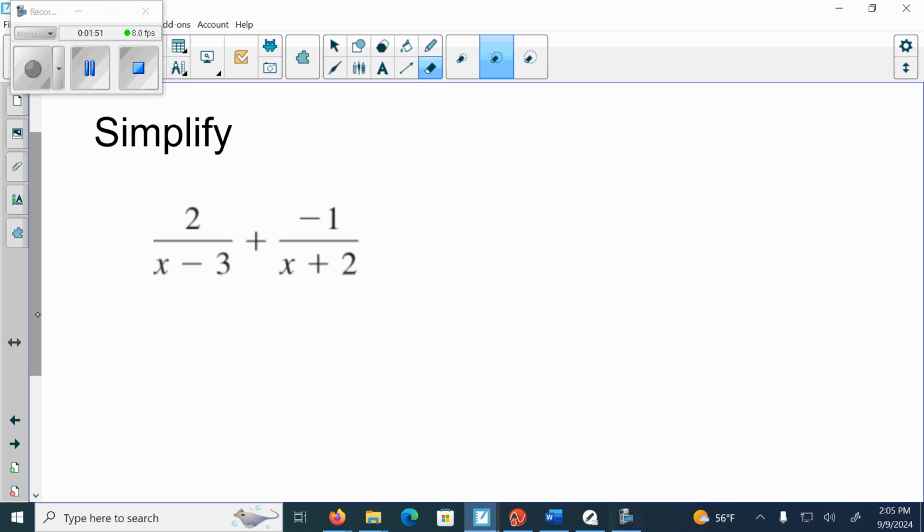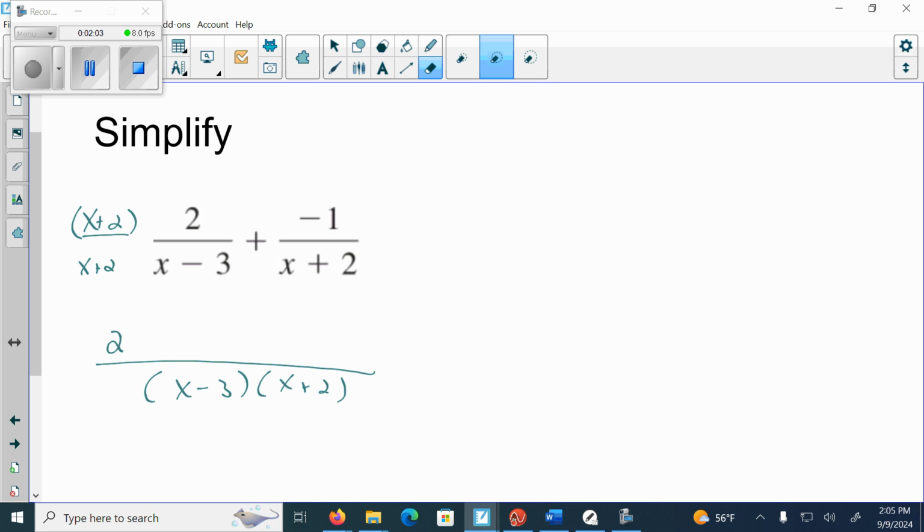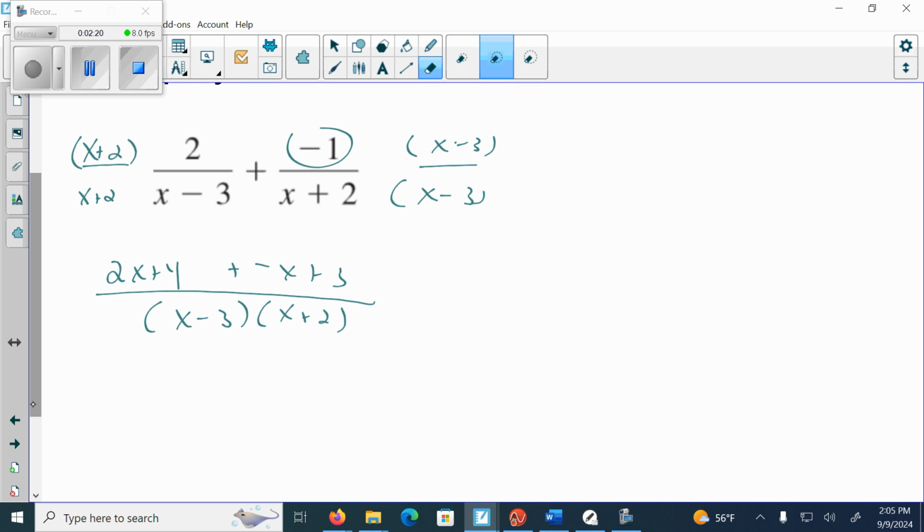So we decide our lowest common denominator is x minus 3, x plus 2. So this first fraction, I'm technically multiplying by x plus 2 over x plus 2. So I'm going to be left with 2 times that, so it's 2x plus 4. Everyone good? Plus the second fraction, I'm going to multiply by x minus 3 over x minus 3. Because technically I'm multiplying by 1 and not changing it. I'm distributing this negative 1, so I'm going to have negative x plus 3. When I combine my like terms, I'm going to have x plus 7 over x minus 3, x plus 2.